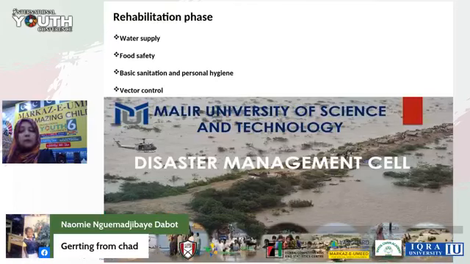And then we talk about the rehabilitation phase. Rehabilitation phase is a very important thing in any disaster situation. When we talk about water supply, food safety, basic sanitation and personal hygiene, and vector control, these four things are the most important for rehabilitation and in our recovery phase in any disaster situation.